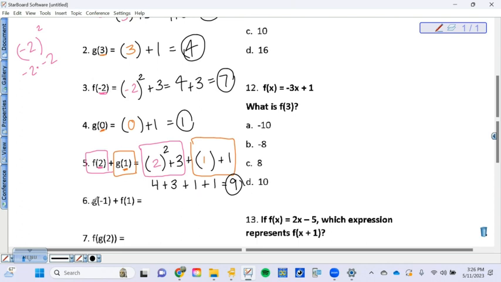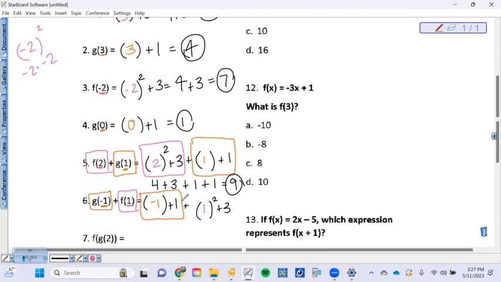Same kind of thing here. g of negative 1 plus f of 1. So g of negative 1, that means I take negative 1 and plug it in for x. So for the function g, that's just negative 1 plus 1. That's my g function. I plug in negative 1 into the g function, and then I take f of 1, which means I take 1 and plug it into my f function, which would be 1 squared plus 3.